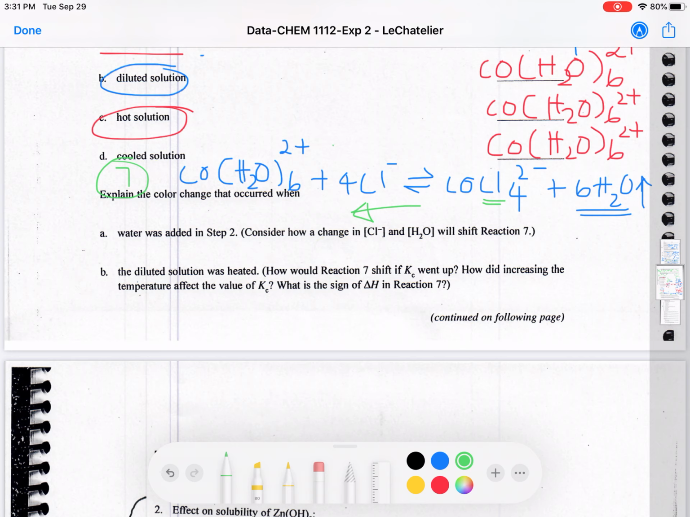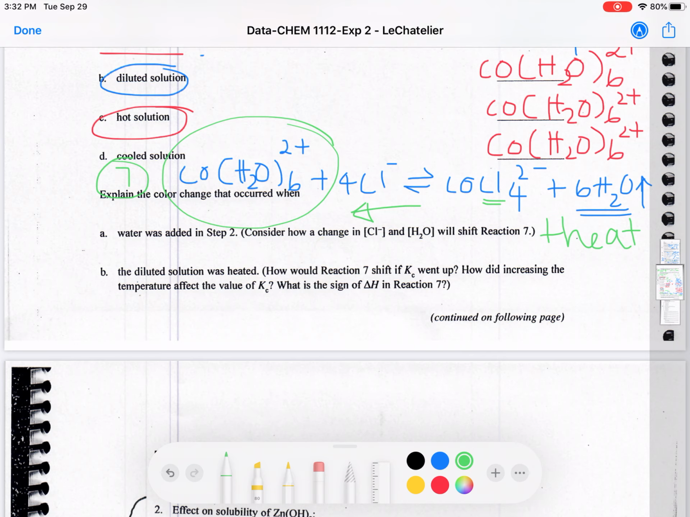If it becomes darker pink, which direction has it favored? It has favored formation of more of the cobalt hexahydrate complex, isn't it? So what has happened to the Kc? Kc will decrease if you increase the heat. Heat is a product in this reaction. That is why when you add the heat, the reaction will shift to the left side. The pink color predominates when you heat, meaning heat cannot be on the same side as the pink. So the heat has to be on the blue side.